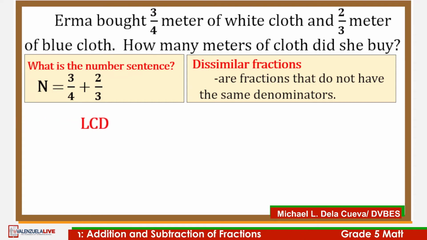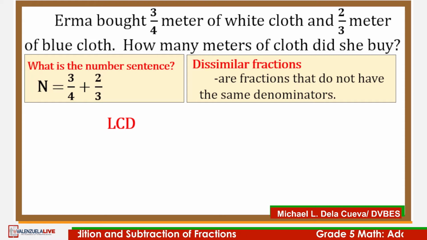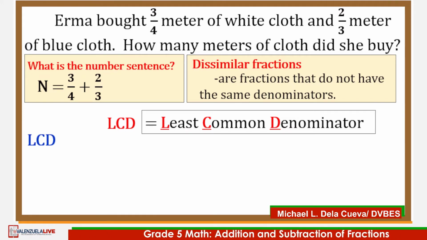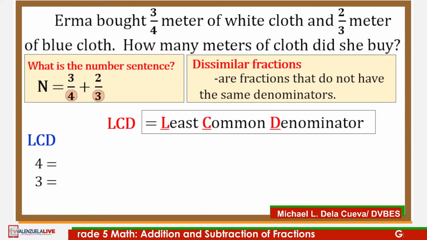First, let us get the LCD. But do you know what LCD stands for? Very good. LCD means the least common denominator. So, in getting the LCD, there are many ways. But today, we will use the listing method to get the LCD of 4 and 3.